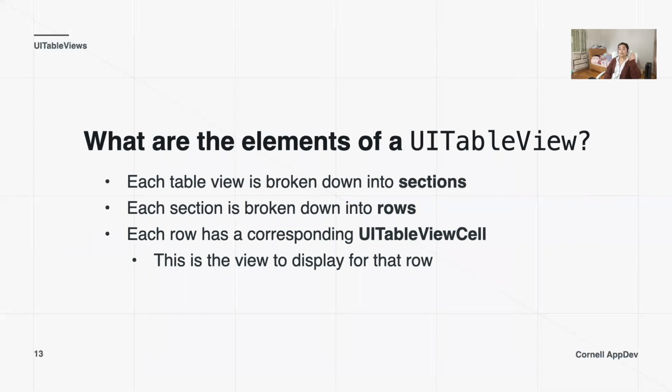So let's talk about the elements of a table view. Basically, every single table view is broken down into a number of components. One being the sections of the table view, and each section is broken down further into rows. And every single row is a representation of a UITableViewCell. That's just the view that we use to display the information of that row.